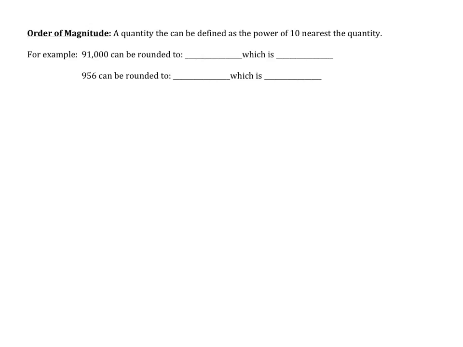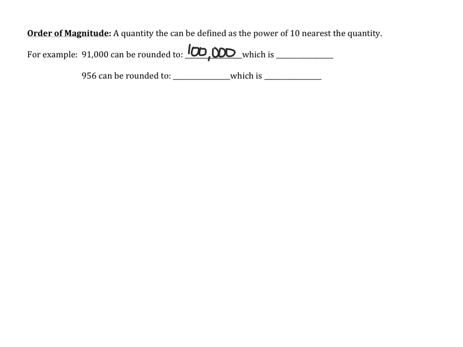Another thing that you'll see in this section is something called the order of magnitude. A quantity can be defined as the power of 10 nearest the quantity. So basically, you're just going to be rounding up to the next power of 10. So like 100, 1,000, 10,000, 100,000, so on and so forth. So 91,000 would be rounded up to 100,000. That's the next closest power of 10.